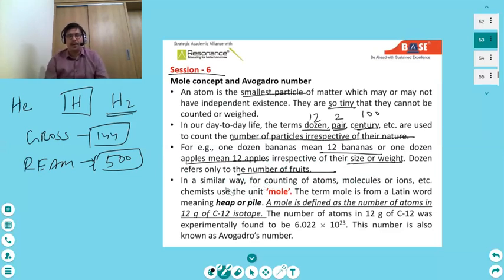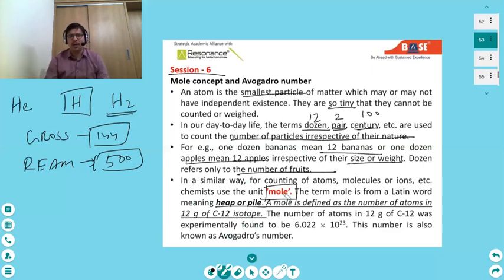Okay, so in a similar way, for counting the number of atoms, molecules, or ions, which are extremely small, not visible to our naked eye, chemists use the unit mole. So just like a dozen, gross, ream, pair, century is a representative of a quantity, a particular number, mole is also a representative. It has no difference than dozen and all. The term mole comes from a Latin word which means heap or pile.